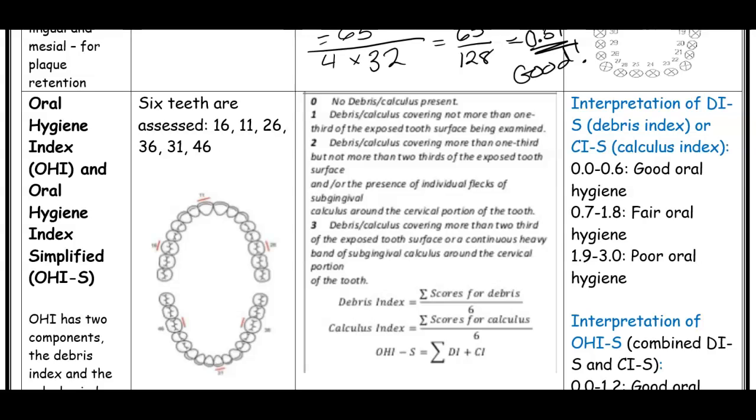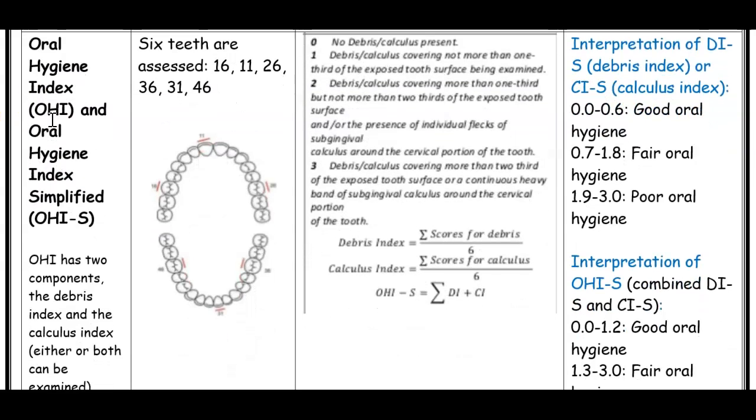So, oral hygiene index. This is another type of index that we should be familiar with. There are two components to the oral hygiene index. We look at how much debris someone has and how much calculus. So it's split into two: a debris index and a calculus index. You can look at them both together. If you add them both up, it becomes OHI-S, Oral Hygiene Index Simplified.